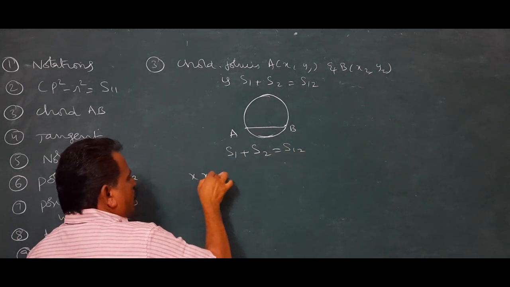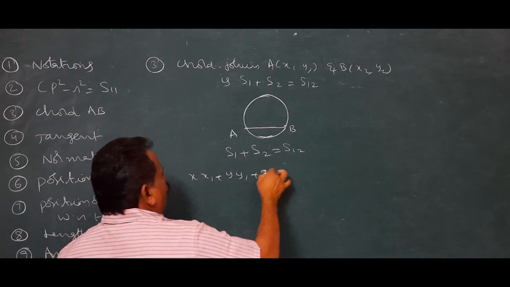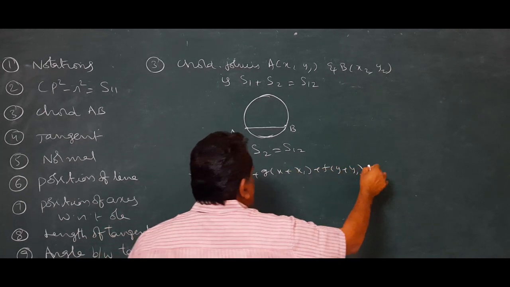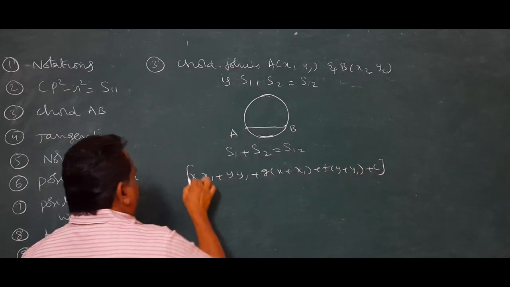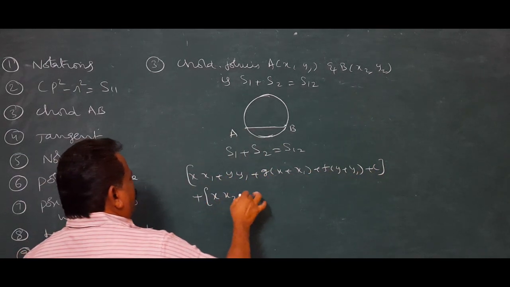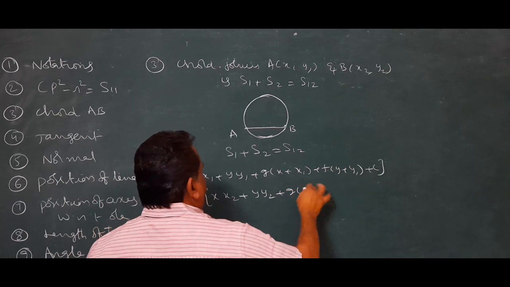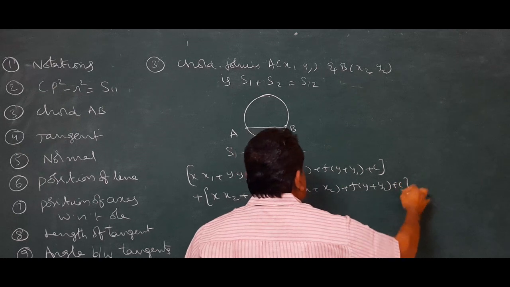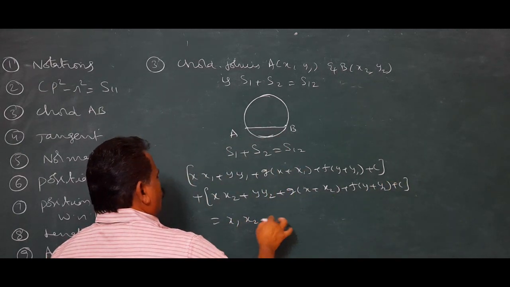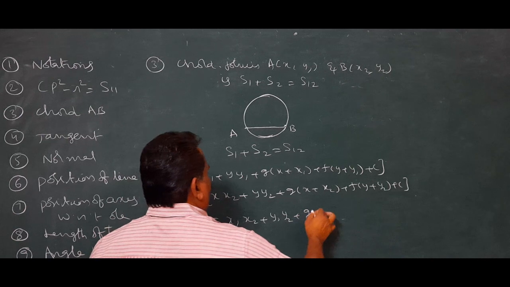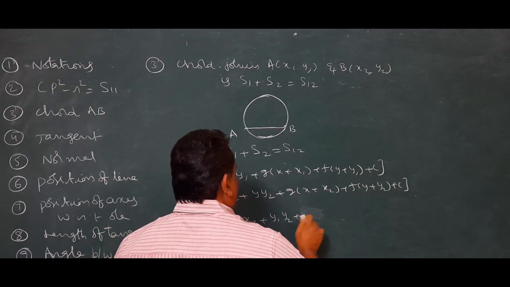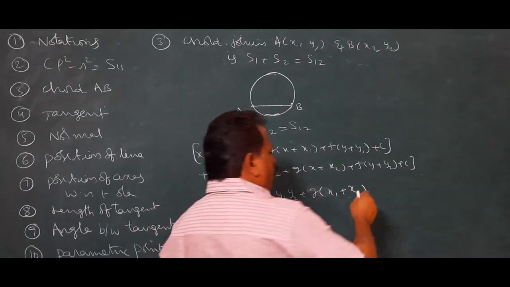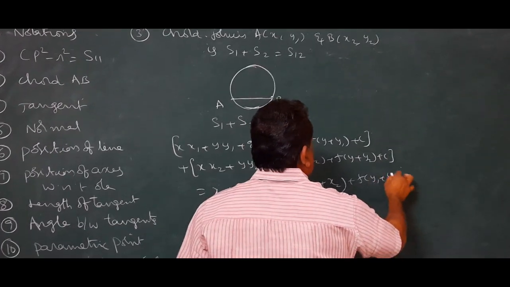S1 is xx1 plus yy1 plus g into x plus x1 plus f into y plus y1 plus c, that is S11. S2 is the same, xx2 plus yy2 plus g into x plus x2 plus f into y plus y2 plus c. S12 is x1 x2 plus y1 y2 plus g into x1 plus x2 plus f into y1 plus y2 plus c.